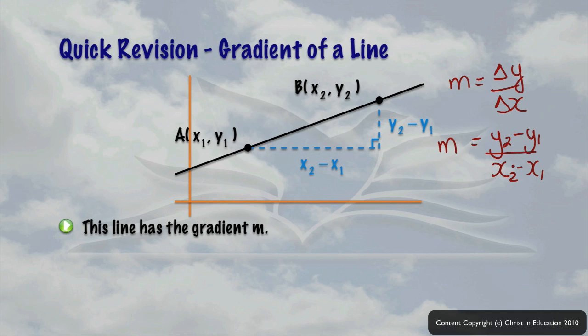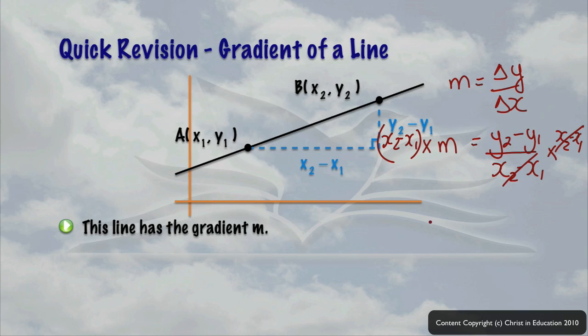Now, I want to get rid of this fraction. How do I get rid of this fraction? Well, I'm multiplying the right-hand side by the denominator, the thing at the bottom, so I can cancel. That's fair enough, I can do that. But remember, whatever I do on the right-hand side of the equal sign, I have to do on the left. So I'm going to multiply by x2 minus x1 on the left-hand side.